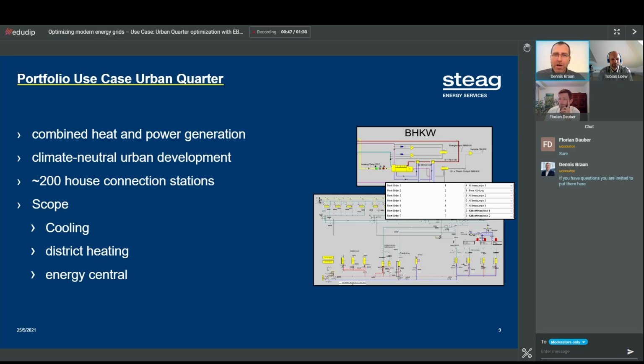More than 200 house connection stations were required. So, not a one family house, but maybe an industry building, a big office building. They need heat, they need power, they need cooling in summertime. And that was all supposed to be optimized over summer. Yeah, the scope, we have it.